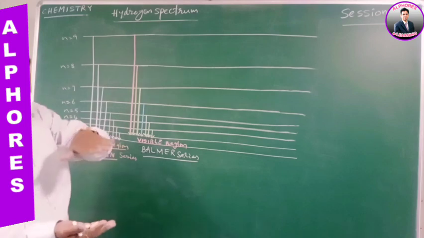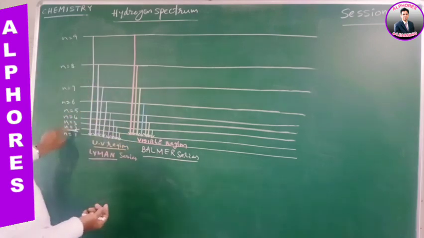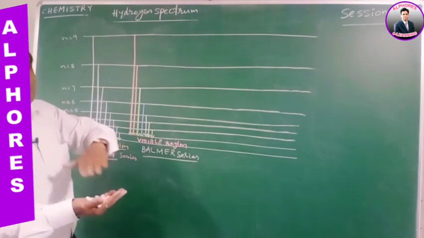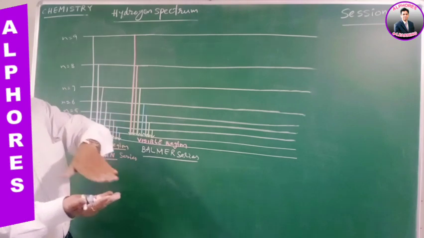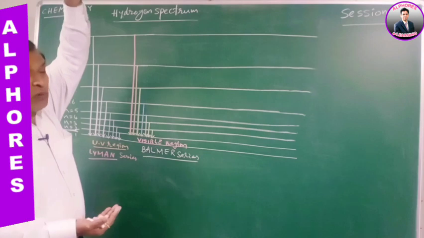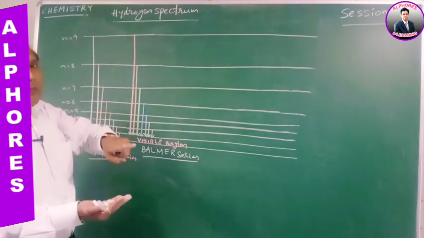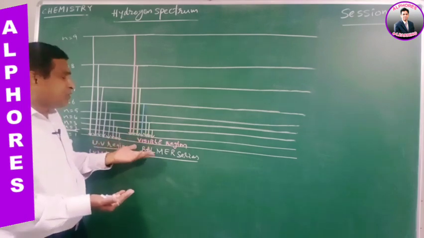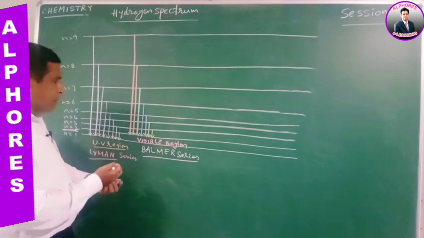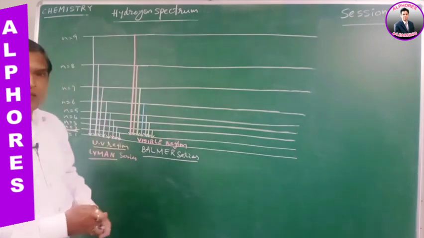So Balmer series is formed at which ground state? For Balmer series, the ground level is the second orbit. Any excited electron jumps from higher energy levels to the second orbit. That is to be remembered. That is the visible region: the spectral lines observed in the visible region of hydrogen spectra, and the series of spectral lines are named as Balmer series.